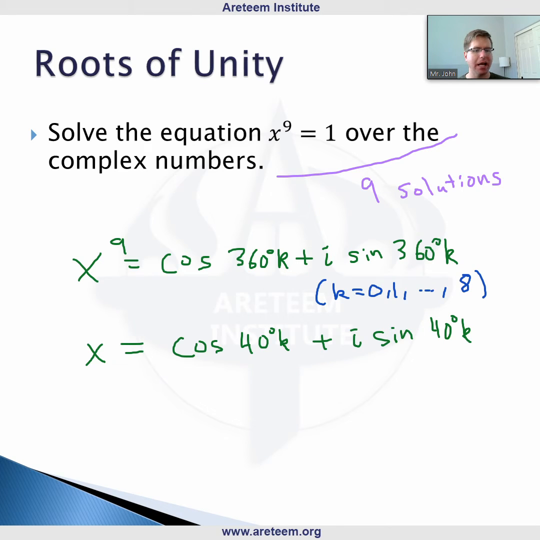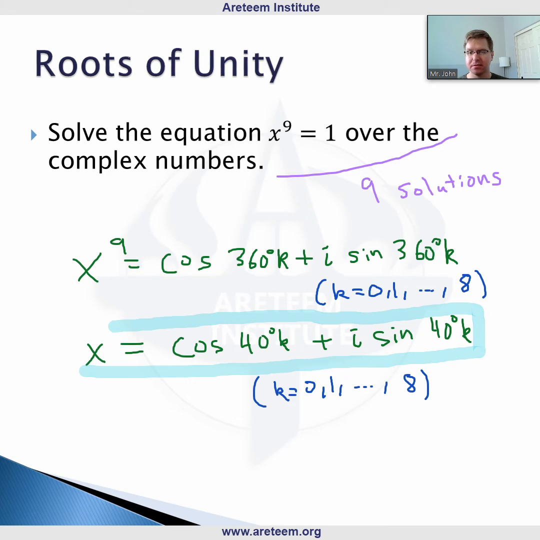And so in fact here, any of these multiples of 40 will be okay. So we have k equals 0, 1, 2, all the way up to 8 in this scenario. So these are the 9 solutions. Remember I said this can get a little bit messy. This doesn't have nice rectangular forms because cosine of 40 degrees, sine of 40 degrees, that is not really a nice number there.